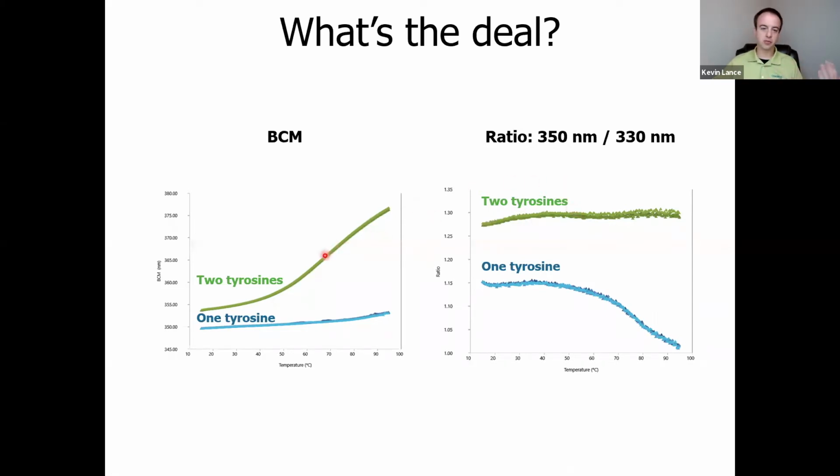But now we have gone from a redshift, which is an increasing signal, to a flat signal. And likewise, with the 1-tyrosine protein, we've gone from flat to a blue shift. So that's pretty unusual, and I think that merits more inspection to understand what's going on with our protein.